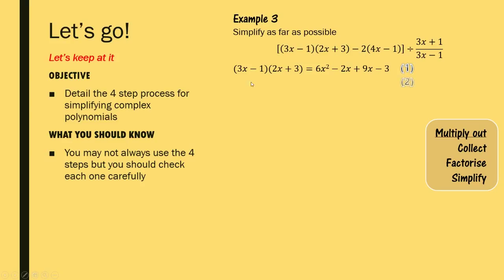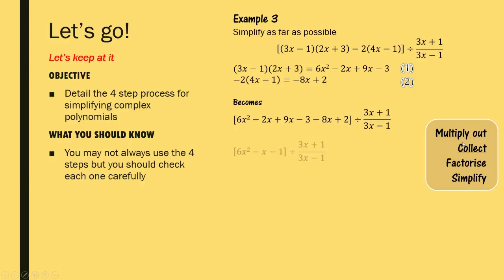When I multiply out the minus 2 times 4x plus minus 1, I get minus 8x plus 2. So when I put those two side by side, I've got my 6x squared minus 2x plus 9x minus 3, and then minus 8x plus 2. I've multiplied out those bits on the left.